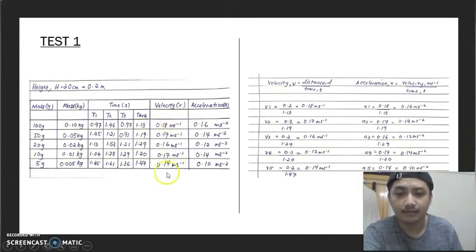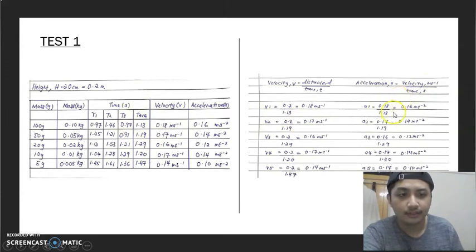This is what we got, the velocity. And for the acceleration, also based on the formula, acceleration equals velocity over time. So velocity we already got. This is the one that we got from the calculation that we did. So the velocity for each over the time, the average time, the same.